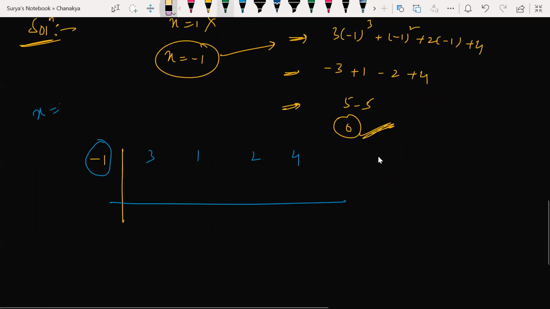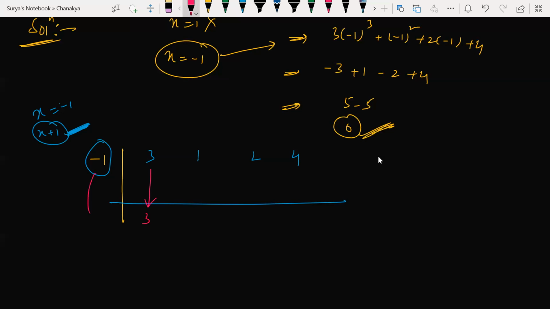x is equal to -1 is a root, which can be written as what? x plus 1, isn't it? So x plus 1 is a factor of the given polynomial, isn't it? Are you able to understand? Yes. Now this 3 I have to write as it is. Whatever the first number you get, that needs to be as it is. You write that as it is.